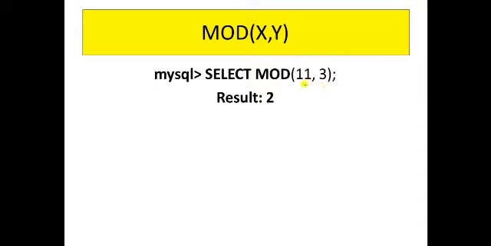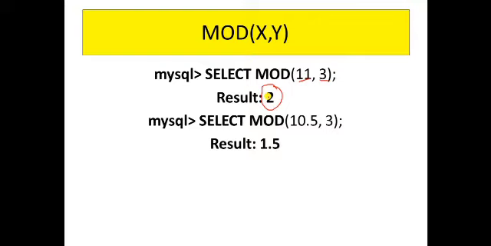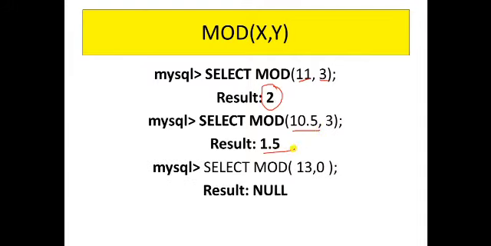11, 3. So what is the remainder? 2. So the mod function has returned 2. When you divide 11 by 3, it will give you remainder 2. The divisor is 3. This is an example of a fractional value: 10.5 divided by 3 will give you remainder 1.5. And if the divisor is 0, then it returns null.